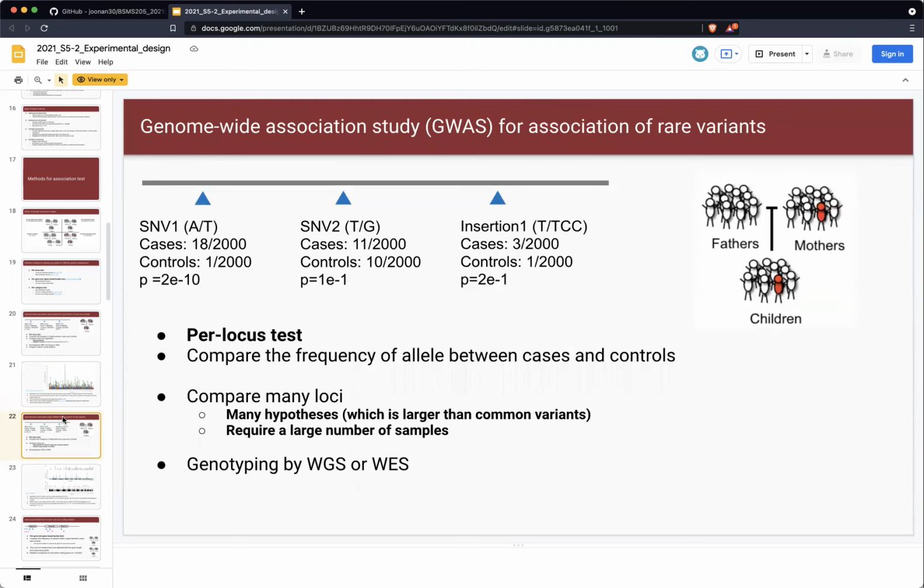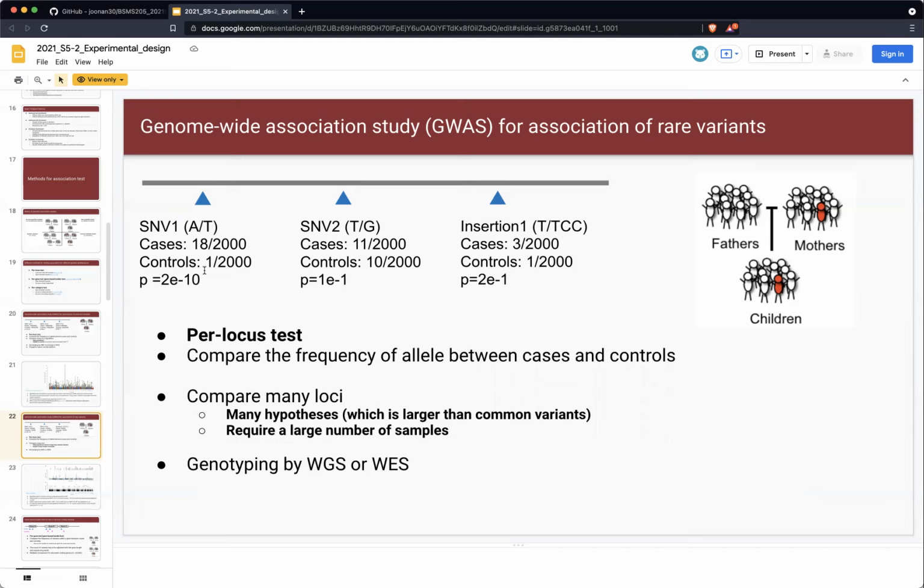Okay, so with GWAS, we can also apply this concept to rare variants, right? For rare variants, we can also use the per locus test, basically following the same notion. If you look at the first SNP, you can compare the numbers of the genotype between the case and control. Here you see the case is 18 and control is 1. Then you put it in a binomial test, calculate the odds ratio, and you can think about whether this mutation is associated with cases or not.